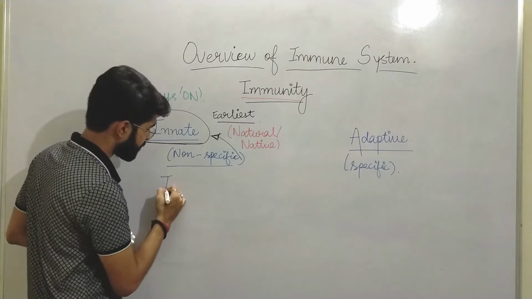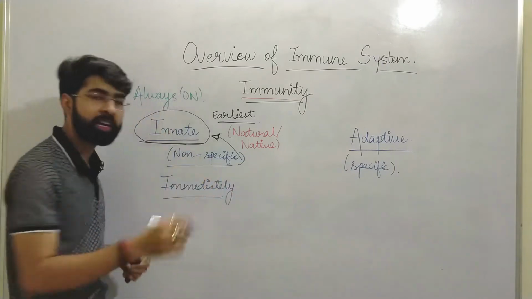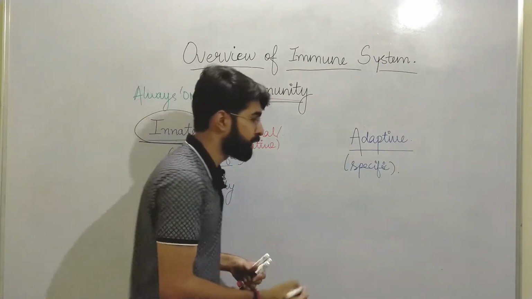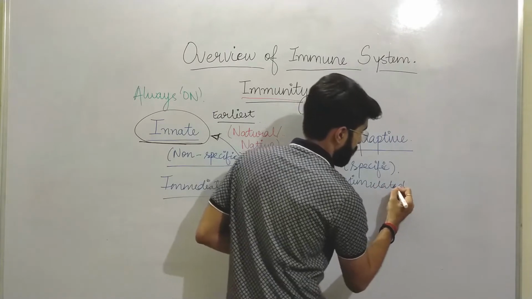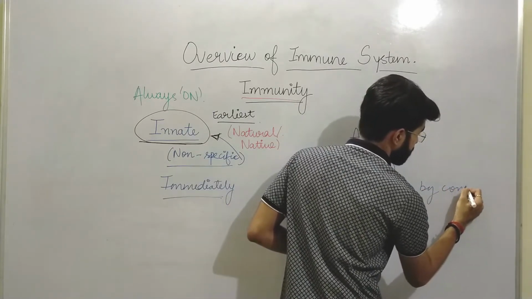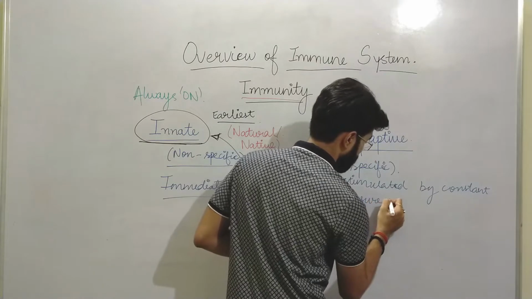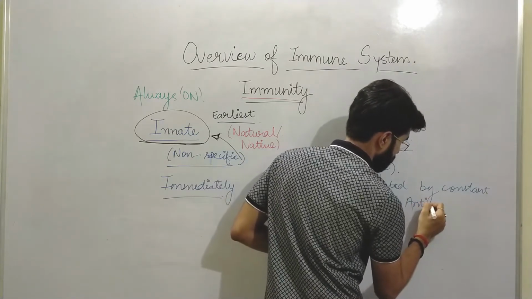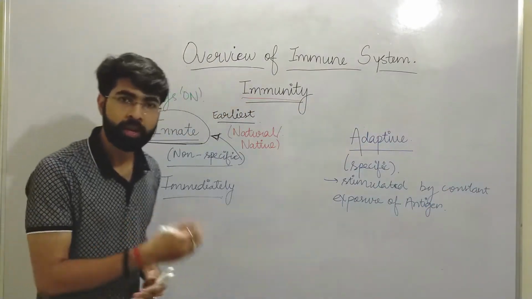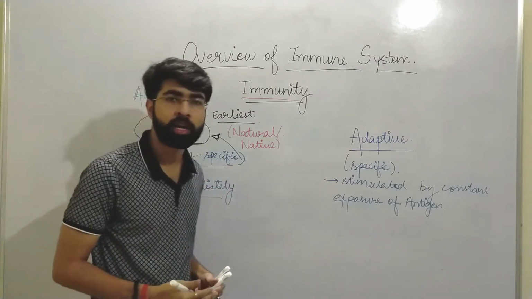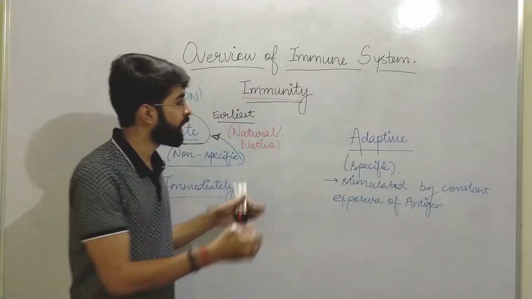See, the innate immunity is immediately acting, whereas the adaptive immunity is stimulated by constant exposure of pathogen or antigen. So what happens is, when the innate immune system is unable to handle that infection or antigen, and a constant exposure of that antigen occurs in the body, the adaptive immune system comes into action.